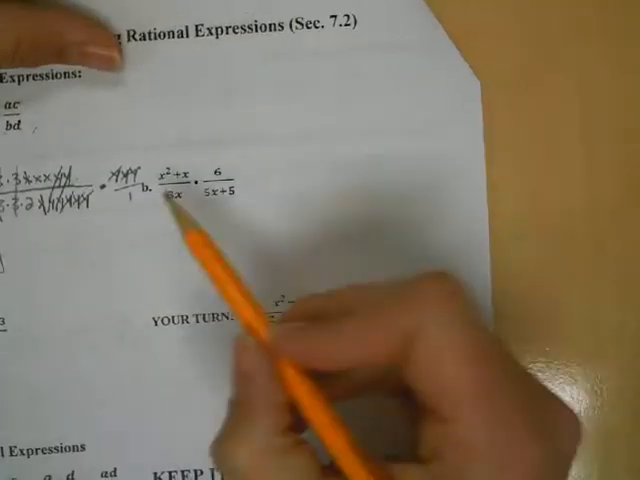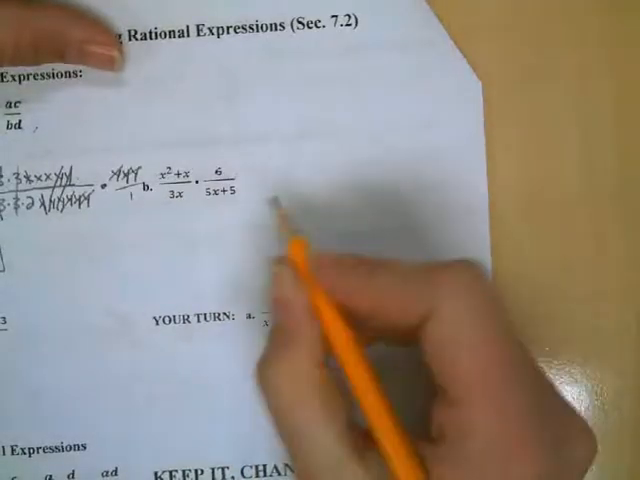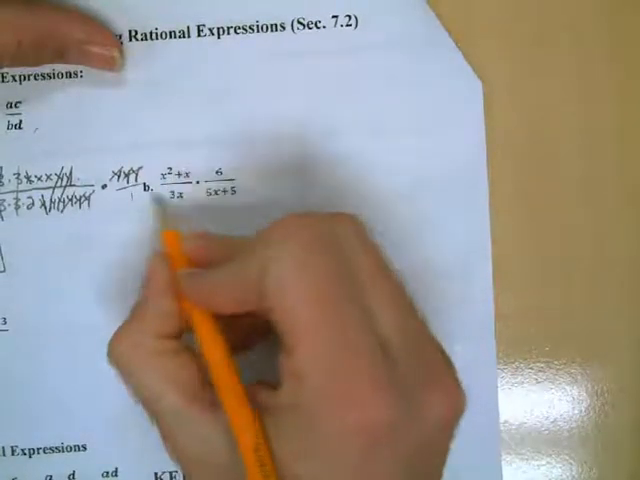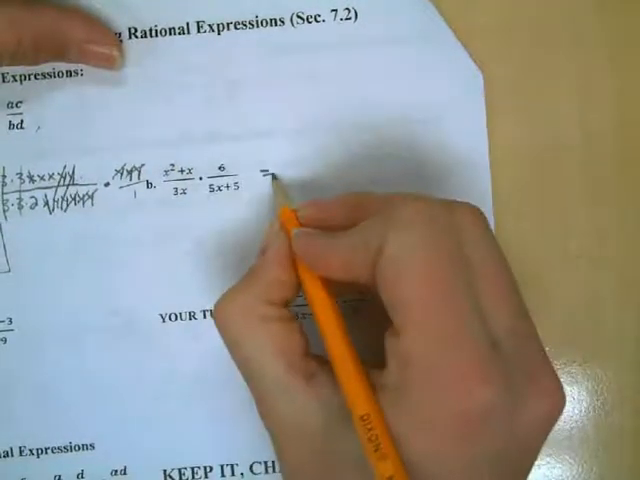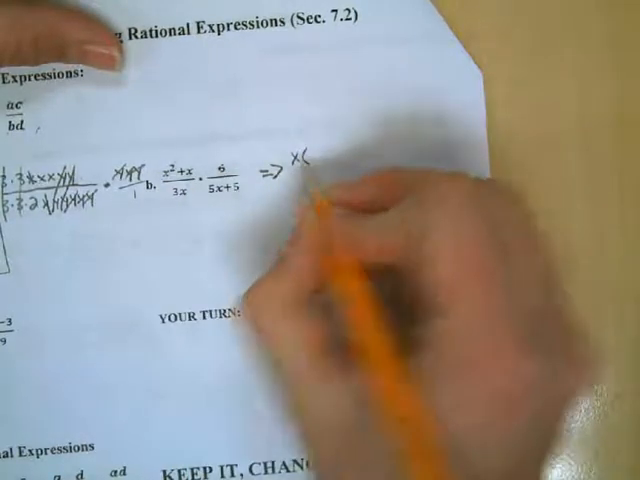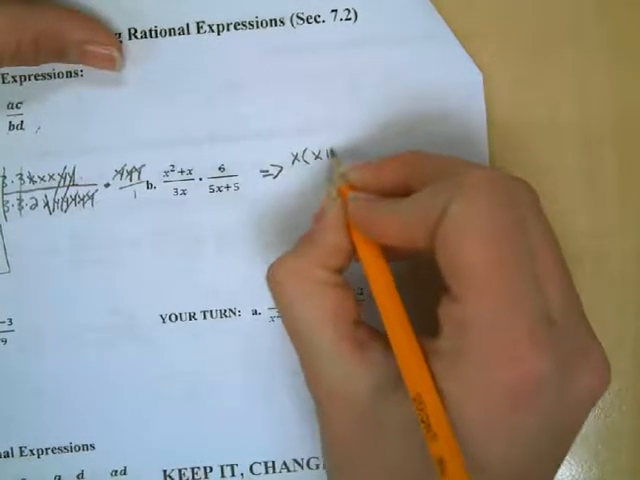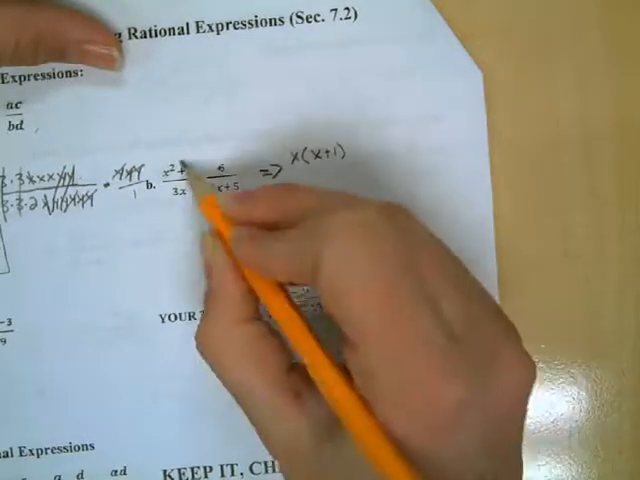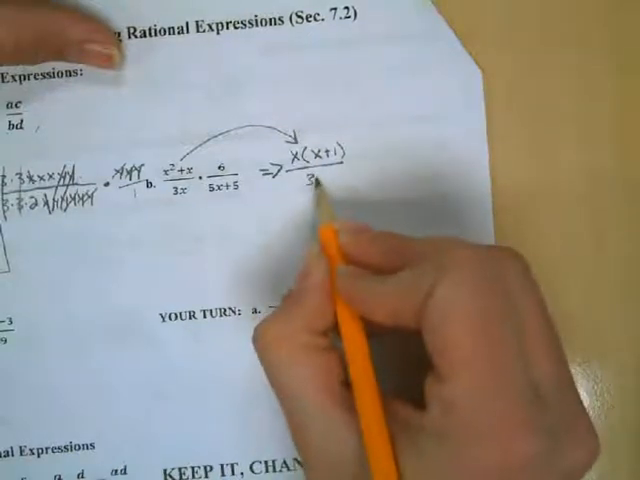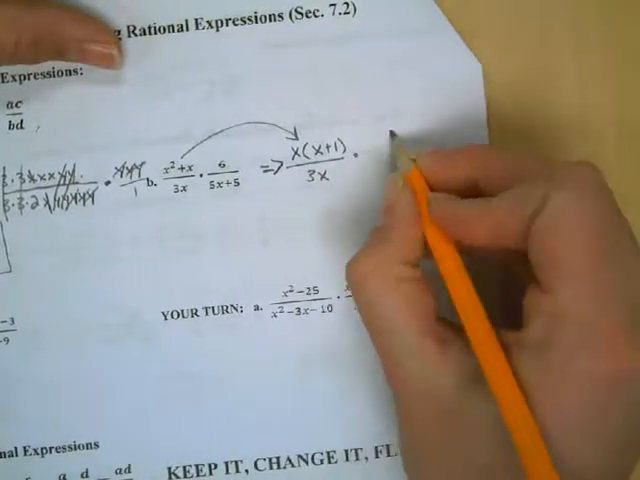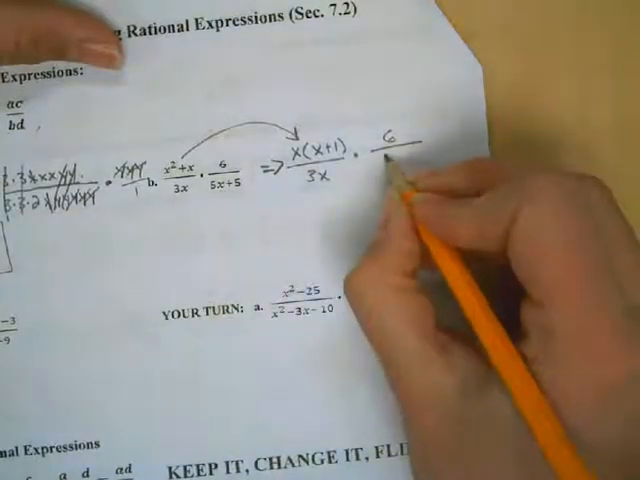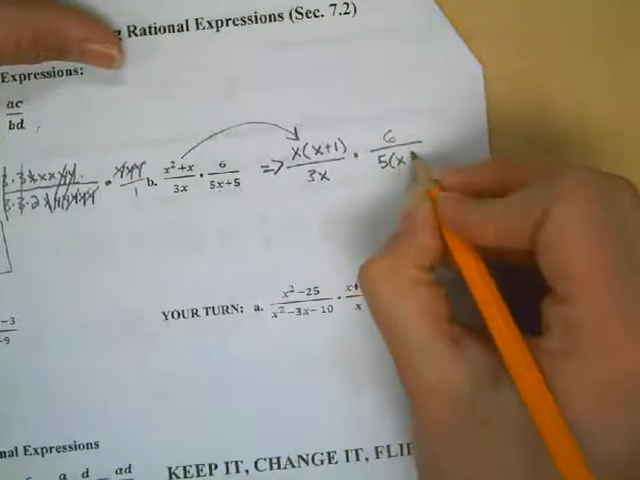Keep in mind when we want to simplify things, we have to factor them out completely, just like we did for simplifying. So for instance, looking here, which I'm going to do over here, x squared plus x, I have a GCF of x, so that's going to come out, and I'm left with x plus 1 in its place. Okay, that's this piece right here factored. And that is over 3x times, can't do anything with the 6 yet, so we'll leave it. And I've got 5x plus 5, so I have a GCF of 5, giving 5 times x plus 1.